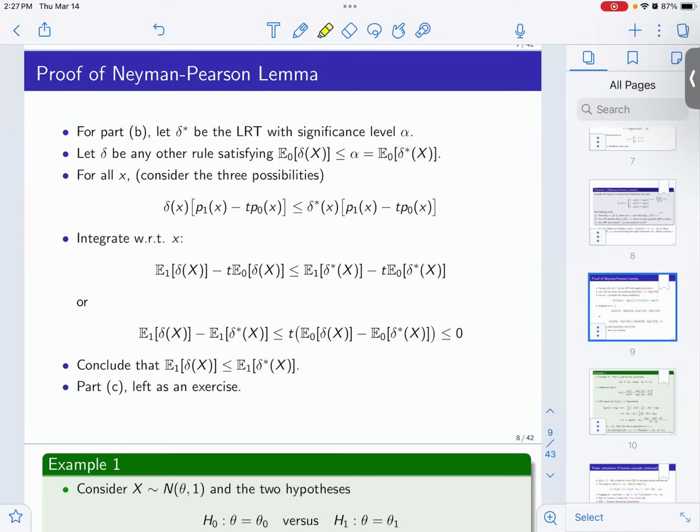Okay. And here we use the fact that it saturates the alpha for this situation. If it's less than alpha, then I can't say this is really less than zero, but.